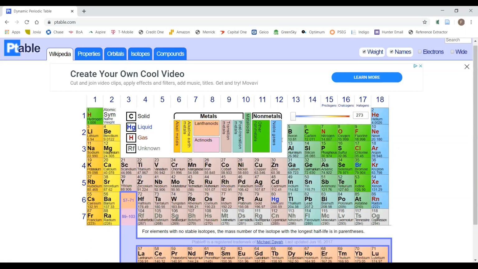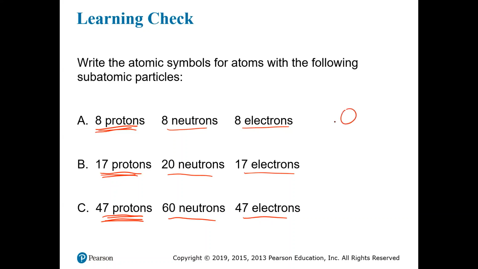So now that we know that, we can go back and start to write the symbols. Oxygen, O, chlorine, Cl, and silver, Ag. Now we know the atomic numbers because that's what we're given in the number of protons. So we can just write the atomic number in the lower left: 8 for oxygen, 17 for chlorine, and 47 for silver. The only other thing we need in the isotope symbol is the mass number. And remember, the mass number is the number of protons plus the number of neutrons.